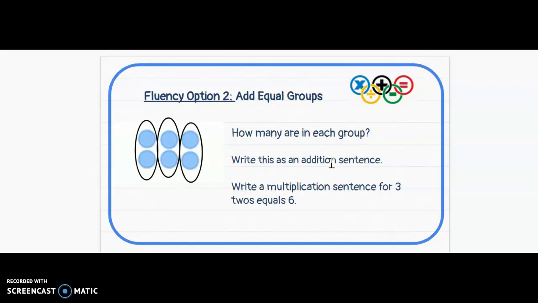Okay. Now, did you write 2 plus 2 plus 2 equals 6? You're absolutely right. Now you're going to write a multiplication sentence. 3 groups of 2 equals 6. Write it down. Did you write 3 times 2 equals 6? If you did, you're absolutely right. Let's look at more.